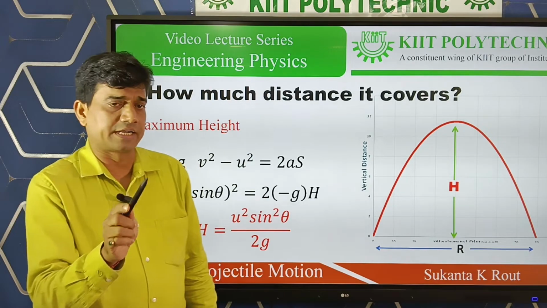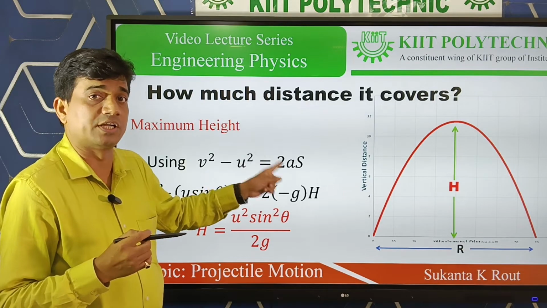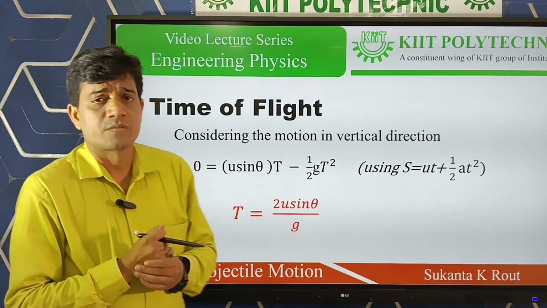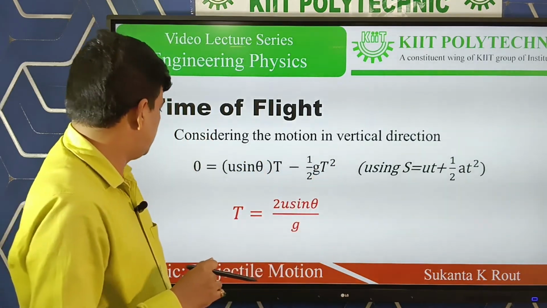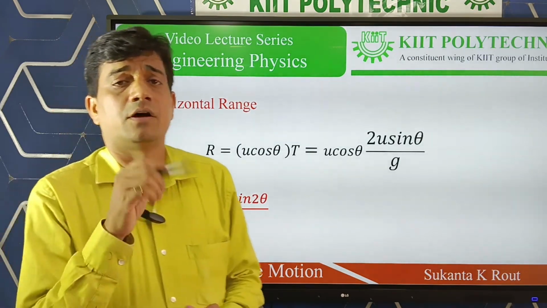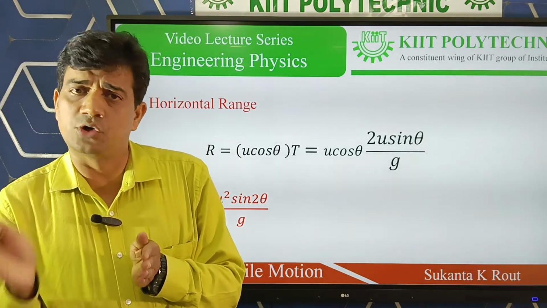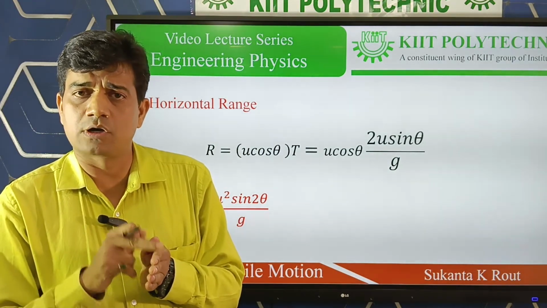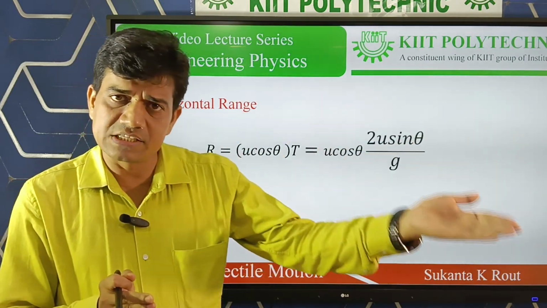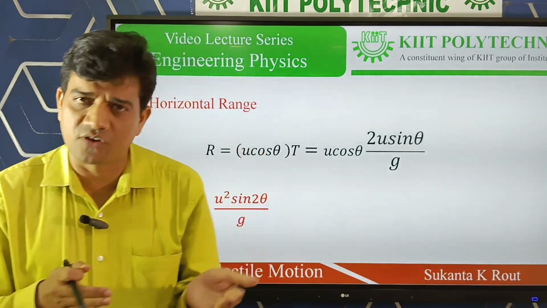In order to find the vertical distance, we apply the equation v squared minus u squared equals 2s, taken in the vertically upward direction. And in order to find the distance in the horizontal direction, I have already told you, the horizontal distance x equals u cos theta into t. Once the projectile reaches the ground, the time taken is the total time, so you can say the time of flight, isn't it?